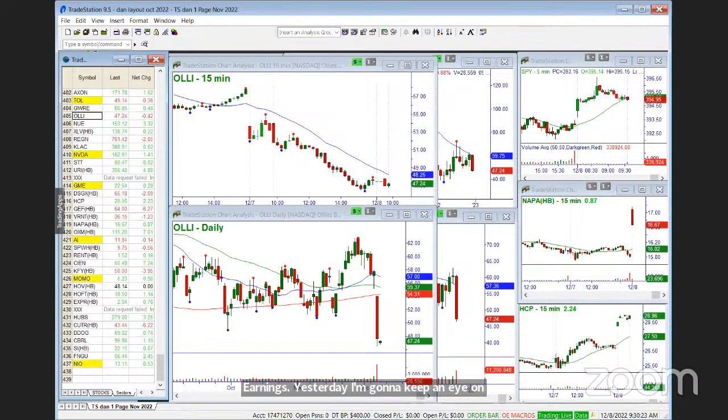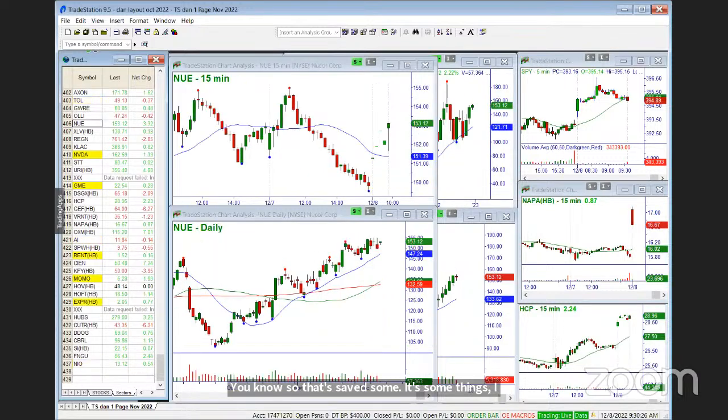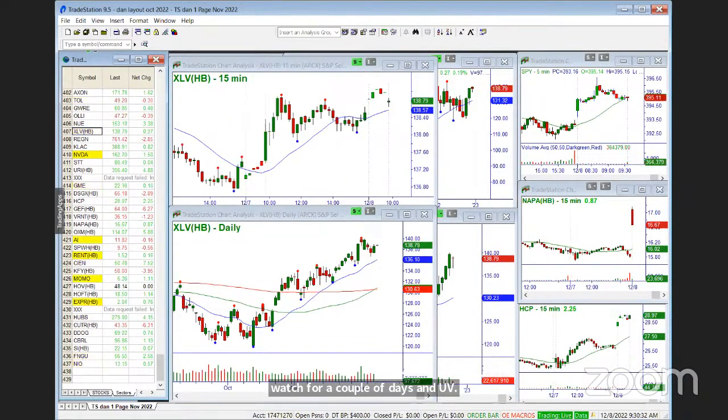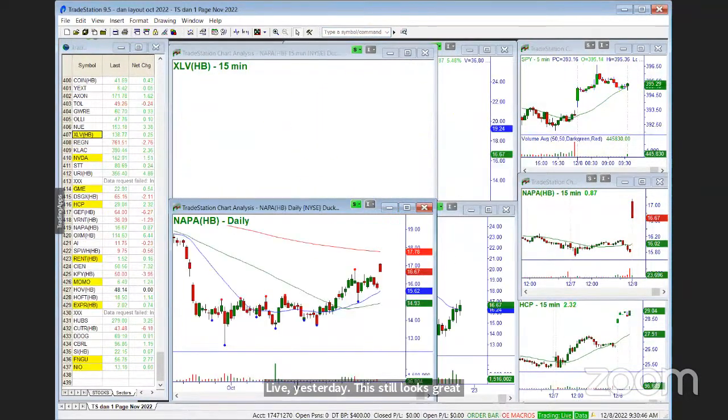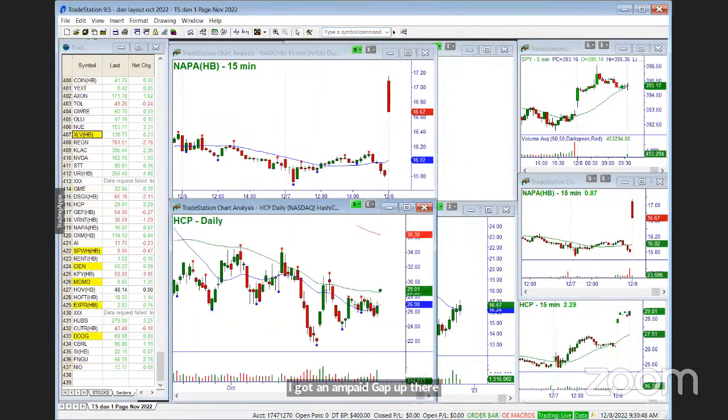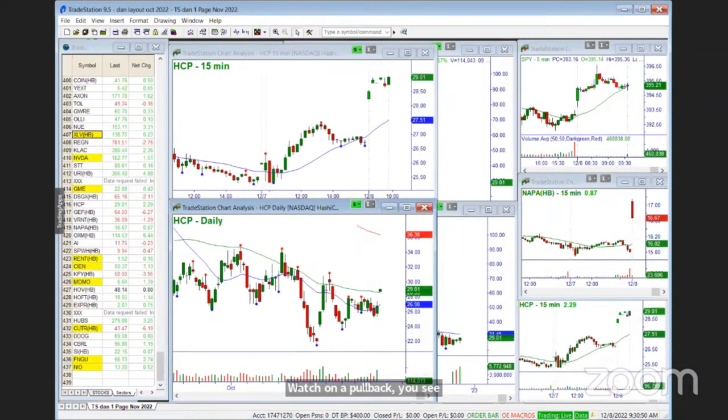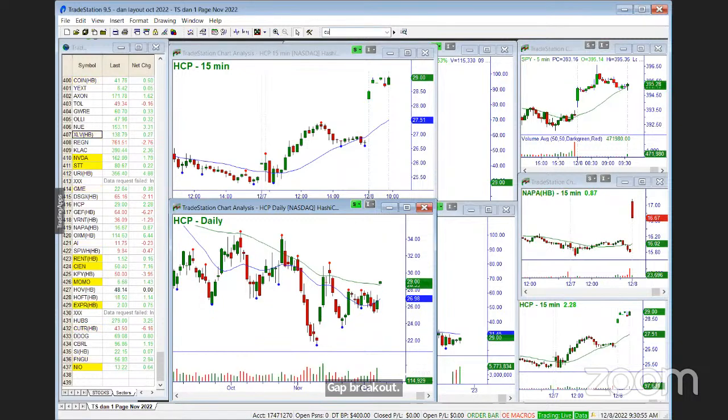So let's see. Some things I just watch for a couple days. NUE, let's see if it can stabilize. XLV was a buy setup we talked about in MT Live yesterday. This still looks great. All right, Napa did gap up there. Watching on a pullback, you see HCP. That's a gap breakout. Gap breakout right there.